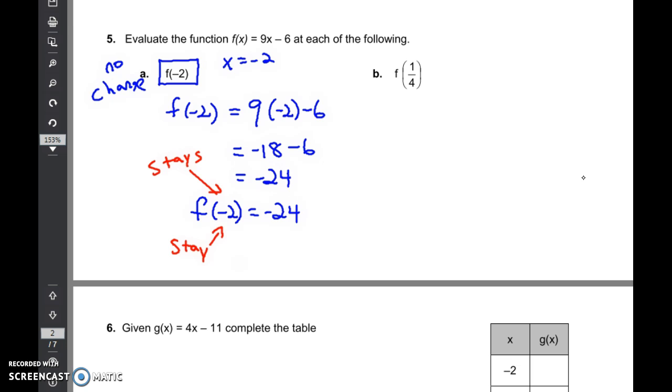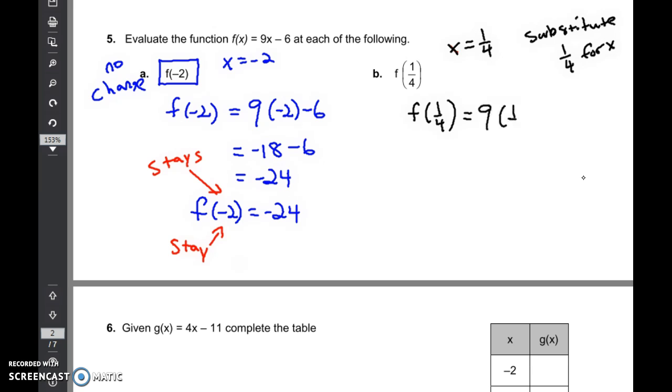The next one. This is just saying x equals 1/4. So you're going to plug in 1/4. You're going to substitute 1/4 for x. And this one has some fractions. It's not as friendly, but that's okay. f of 1/4, that will not change. It'll be f of 1/4 to the end of the problem. But over here, I'm going to replace x with 1/4.